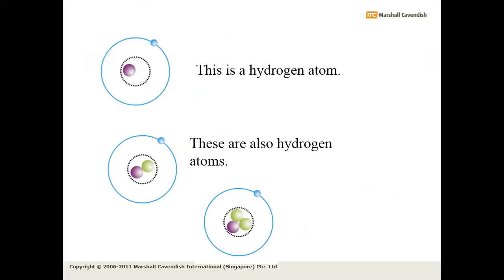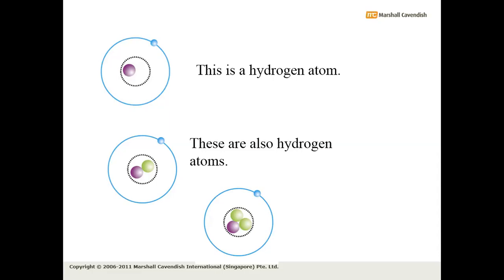So the hydrogen atom, you see that it has a purple colored particle. Its number is 1 and it always remains 1. But in these three different atoms, the number of the green colored particles is different. In one atom, it's none, 0. In one atom, it is 1. And in the other atom, it is 2. So these green particles are neutrons, and these purple particles are protons.